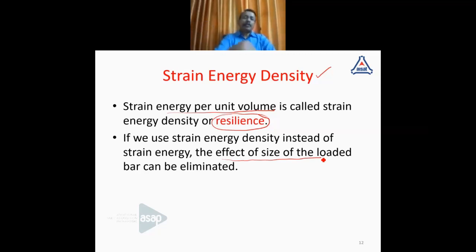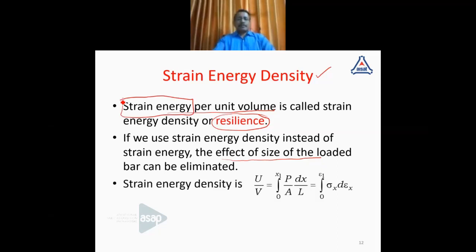But if you are taking strain energy alone, the dimension or the size of the body is having an effect. Now it can be defined as U by V, where U is strain energy and V is the volume of the body. So U, we know, is the integral of P into dx. V is A into L, where A is the cross-sectional area and L is the length.